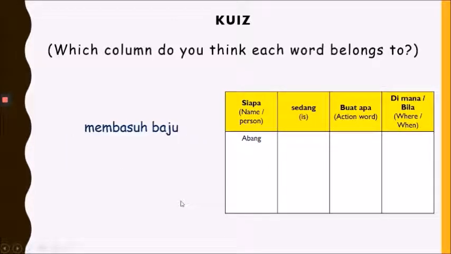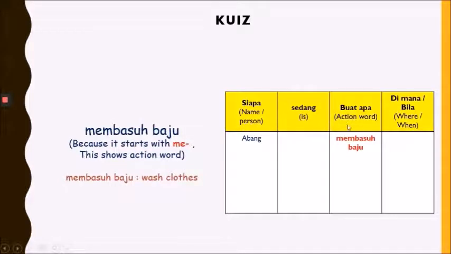Okay, how about this word? Membasuh baju. Is it 1, 2, 3, or 4? Which one is it? When I count to 3, we show it together. 1, 2, 3. Okay, so the answer is number 3. Buat apa? Okay, it's an action word, because it starts with the letters M, E, which means an action word. Okay, membasuh baju means wash clothes. Okay, let's look at the next one.